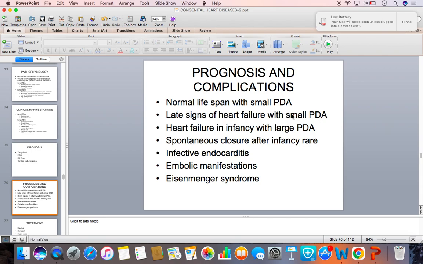We call it endarteritis instead of endocarditis. Embolic manifestations, there is high chance. Eisenmenger syndrome is likely to develop early in children with patent ductus arteriosus. So these are the complications if the PDA is left untreated.